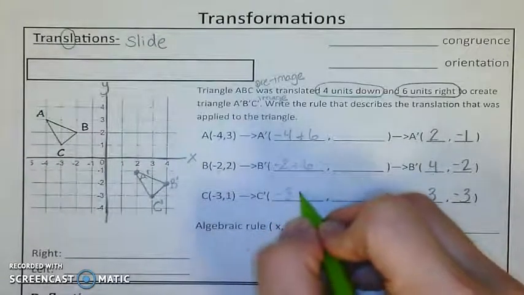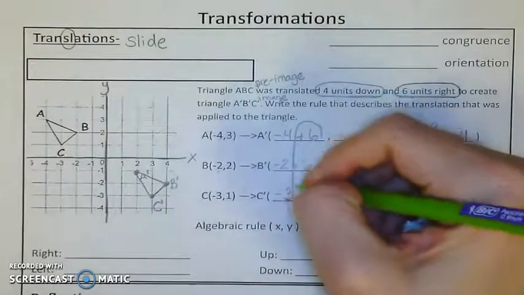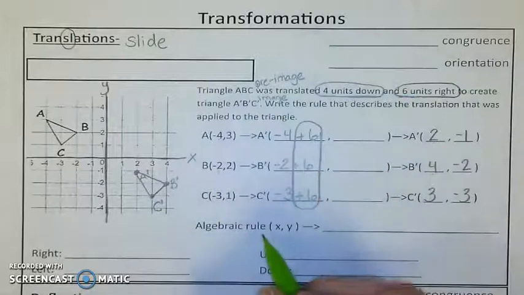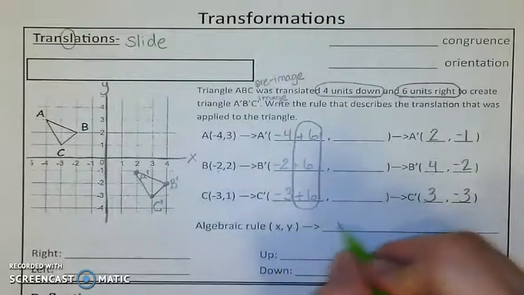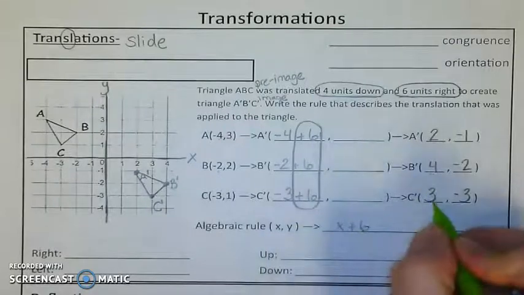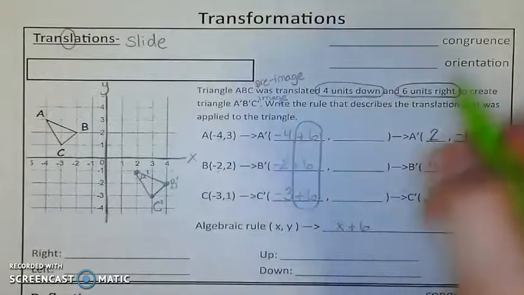Hopefully you agree that, again, we're just going to add 6. You notice we added 6 to all of the x values. And that's what the algebraic rule tells us, that if we take the original x value and we add 6 to it, it gives us our new x value, our image. Now let's do the same thing with our y values.